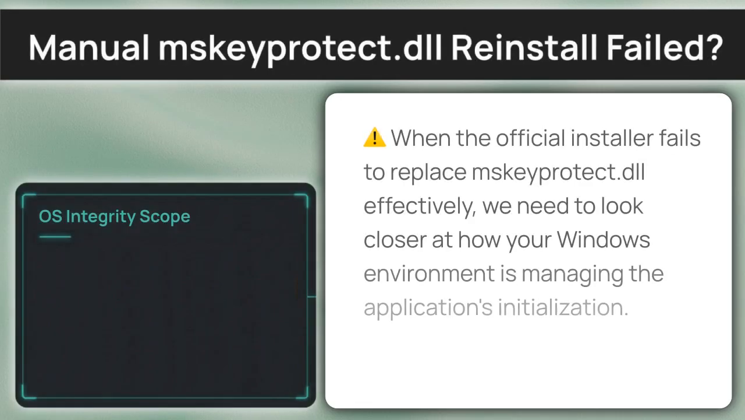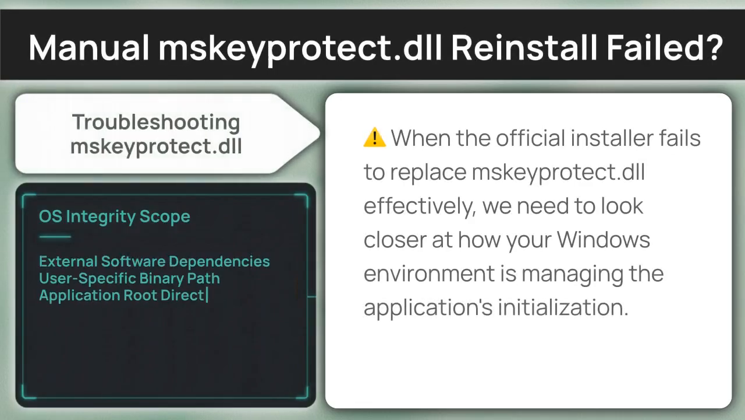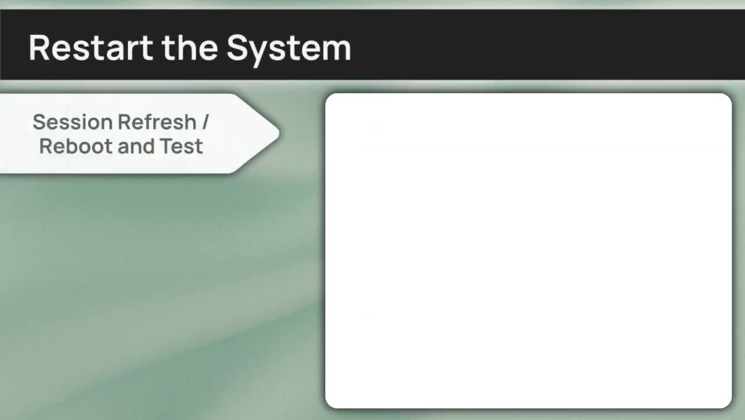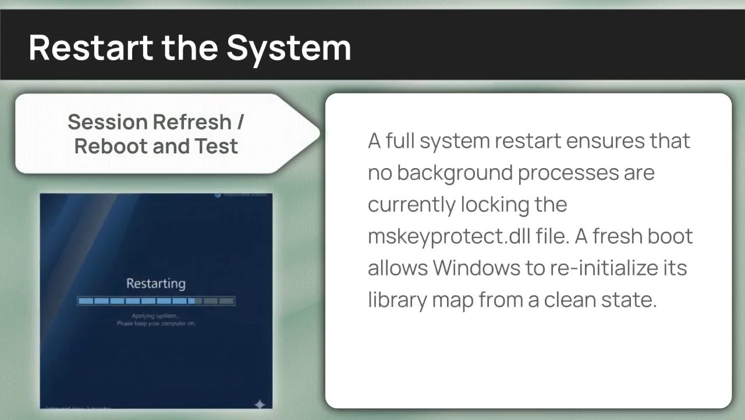If no luck was had with the redistributable package, we will escalate the fix by performing a targeted reset of the system state. Performing a restart can determine if the error is just a transient environment glitch. A reboot refreshes your system's path variables and can sometimes reestablish a broken link to the Mskeyprotect file.